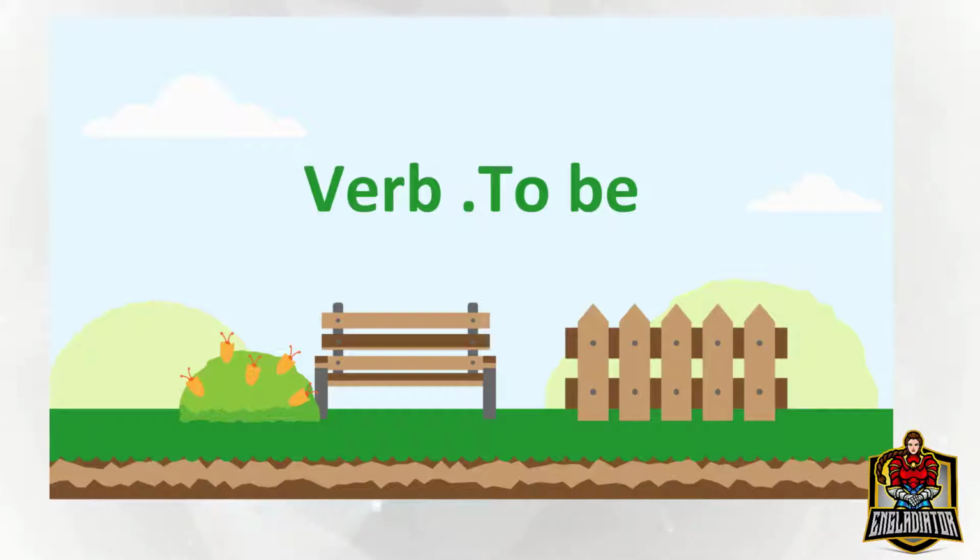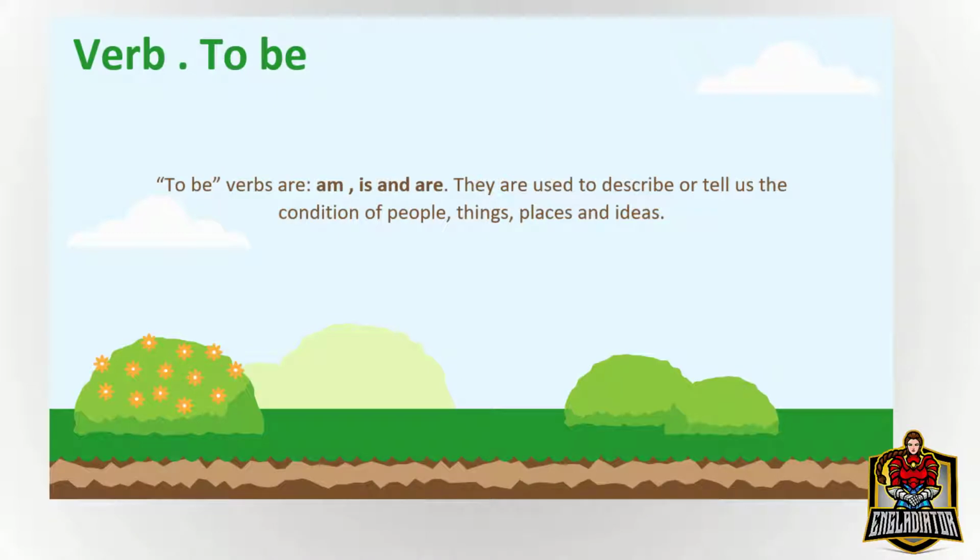Verb to be. To be verbs are, am, is, and are. They are used to describe or to tell us the condition of people, things, places, and ideas.